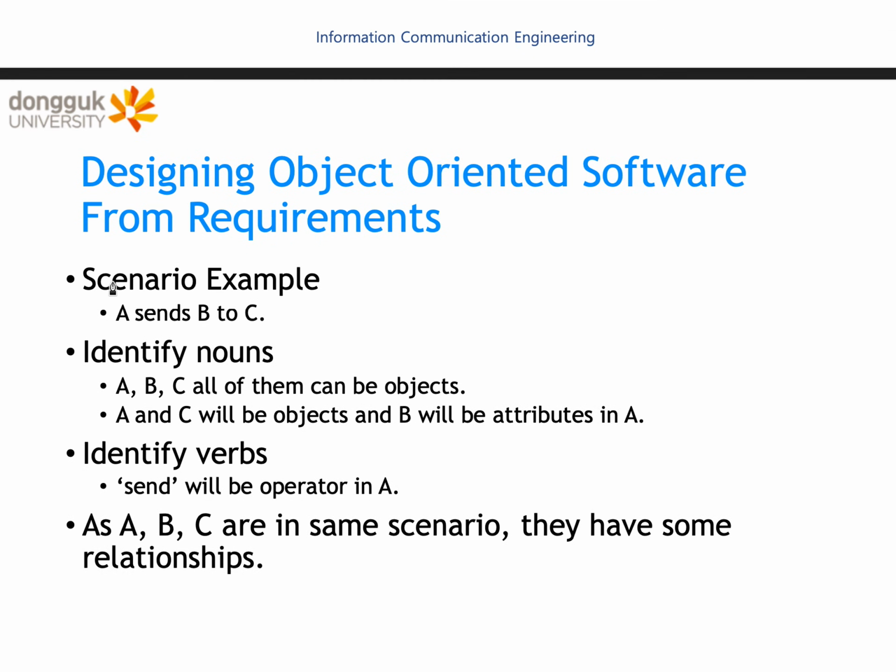Say a scenario or requirement document says A sends B to C. Then A, B, and C can all be objects, or C will be an object and B will be an attribute. It is up to you how to define it. There is no rule for what is an object and what is an object attribute; it is your decision. And send is a verb, so it will be an operation in A. A, B, and C are in the same scenario, so they have some kind of relationship.